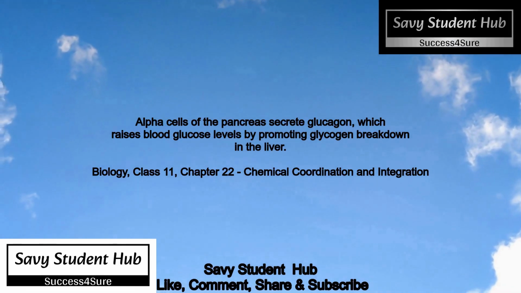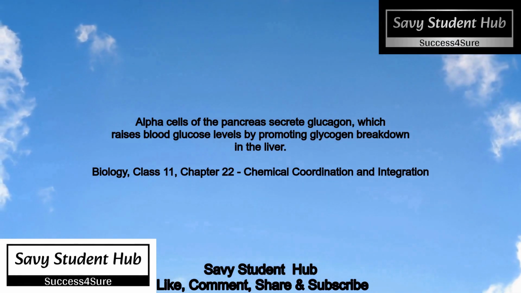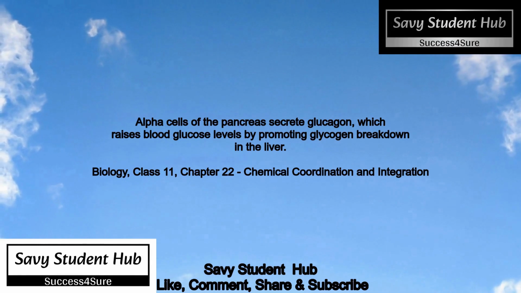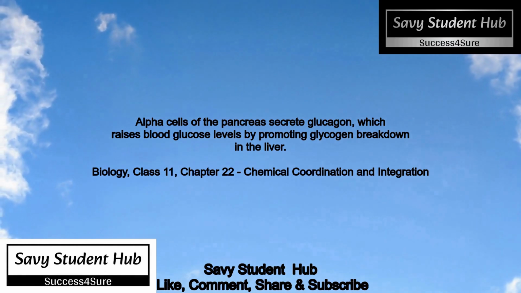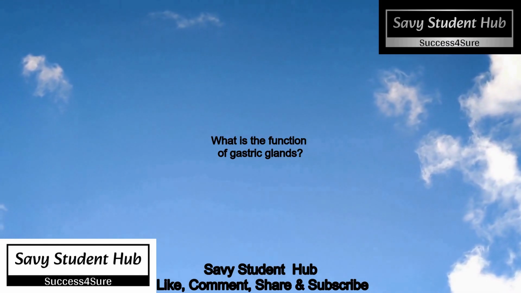Alpha cells of the pancreas secrete glucagon, which raises blood glucose levels by promoting glycogen breakdown in the liver. What is the function of gastric glands?